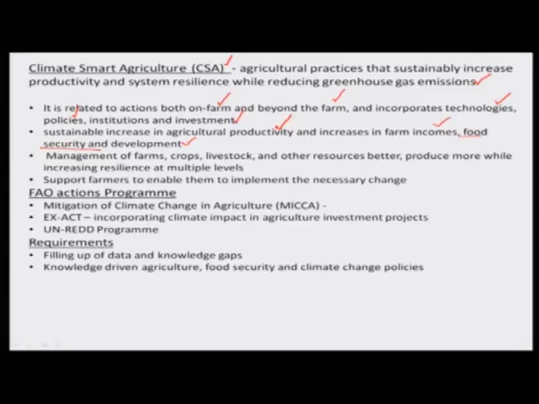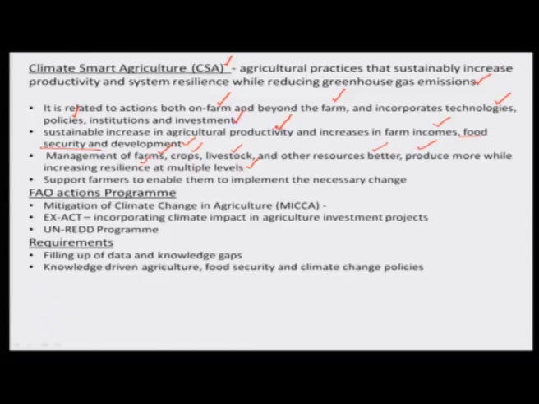Another aspect of that management includes managing the farms, the crops, the livestock and other resources better. After learning from courses like these IGNOU courses, which tell about different ways to manage your resources, produce more and increase resilience, this can be done at multiple levels: farm level, village level, then regional levels.